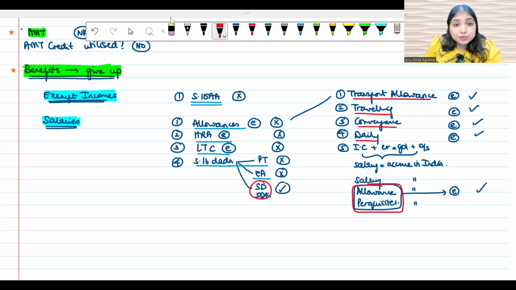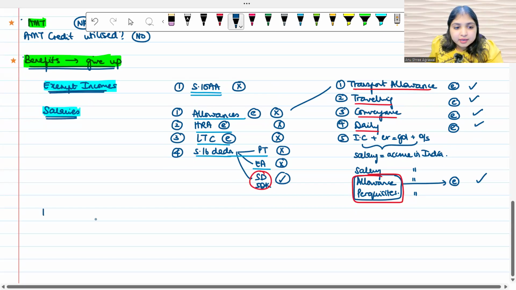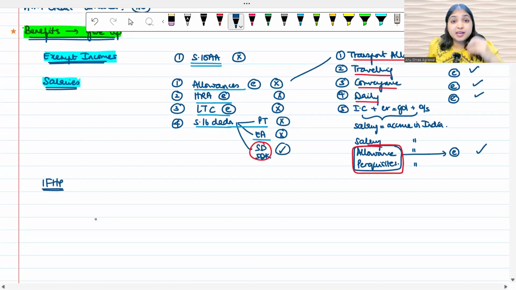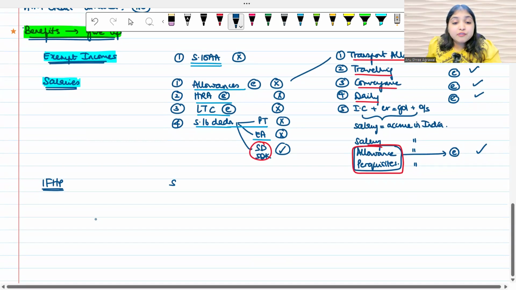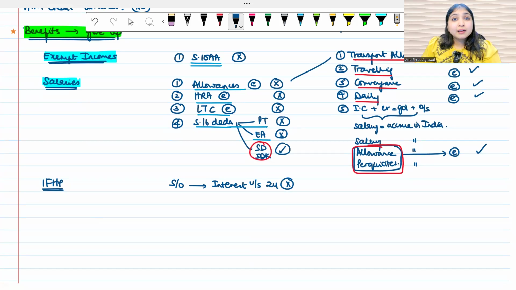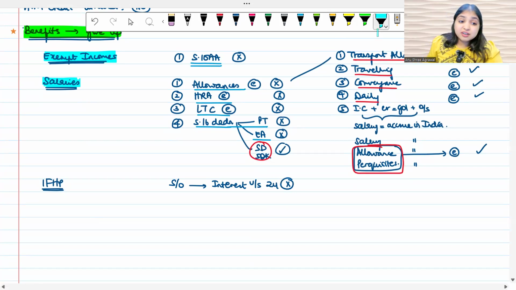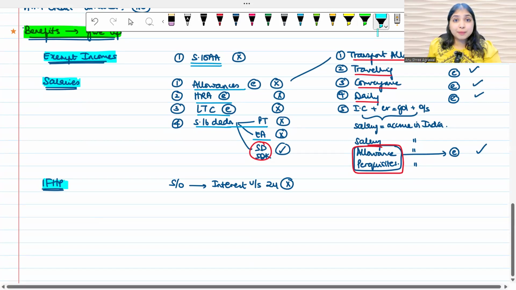Now, after your salaries head, what was the next head of income that we had learned? We had learned about the IFHP head. Now, in the IFHP head, we know that the biggest benefit is section 24, interest on borrowed capital. If your house property happens to be a let out property, then there is no change. If your property happens to be self-occupied property, then the interest deduction under section 24 you will not get under IFHP. You have the 2 limits, right? The 30,000 limit and the 2 lakhs limit. That interest deduction itself you will not get for self-occupied property. But if it is let out property, life is as usual, no change.